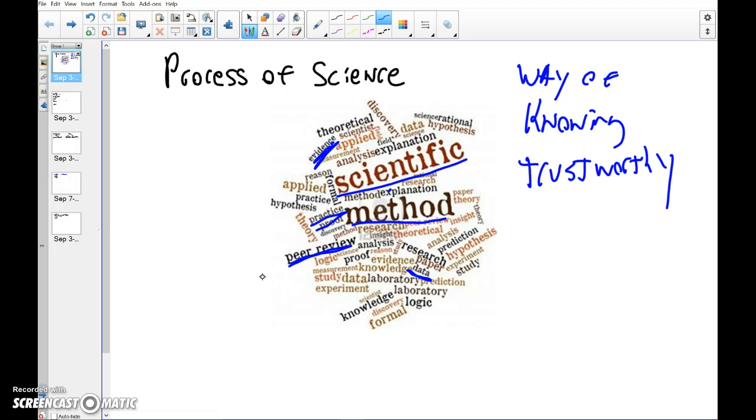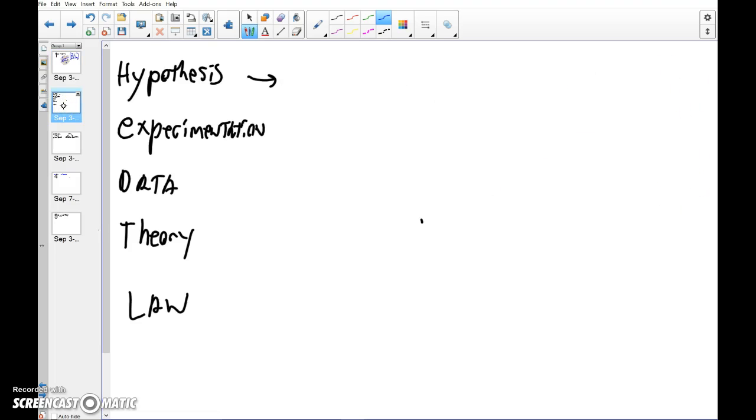And that's what we're going to talk about now. We're not necessarily going to go through a step-by-step sequence, but rather we're going to talk about the process and the practice and how this way of knowing can become so trustworthy. So the first thing we want to do is look at some key ideas here.